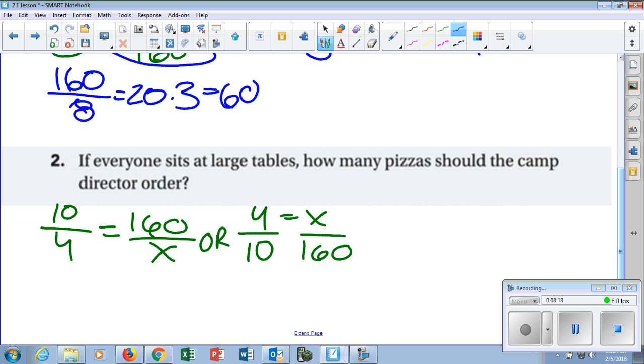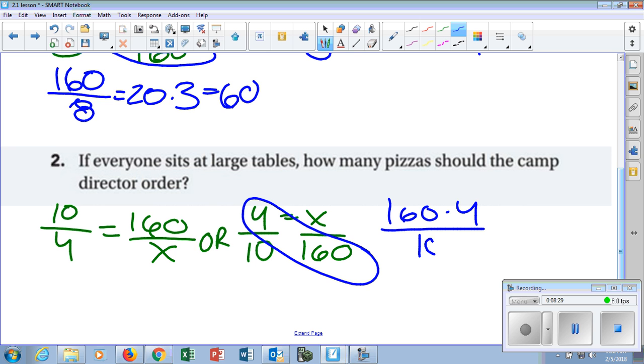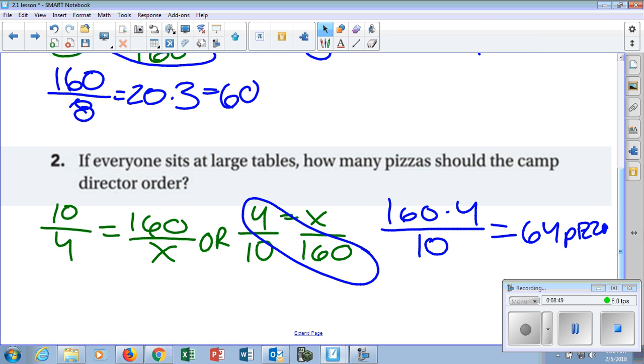So Eliana, you multiplied this. Is that what you did first? 160 times 4, and that got you, divided by 10, right? So 160 times 4 gets you 640. And then when you divide that by 10, you get 64. 64 pizzas. 64 pizzas. On to 3.